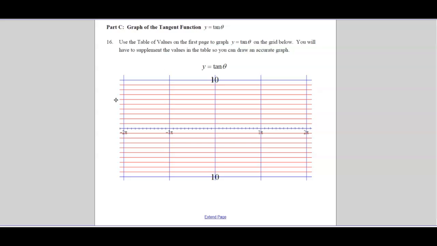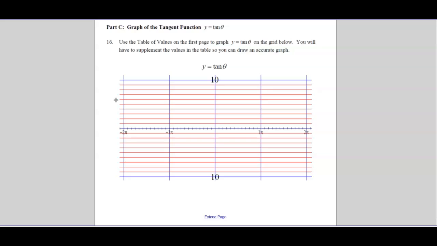Okay, so use the table of values on the first page to graph y equals tan theta on the grid below. You'll have to supplement the values in the table so you can draw an accurate graph. Yeah, because we don't have every single thing in our table of values. You are going to have to kind of flip back a little bit, but we've done those calculations for you.